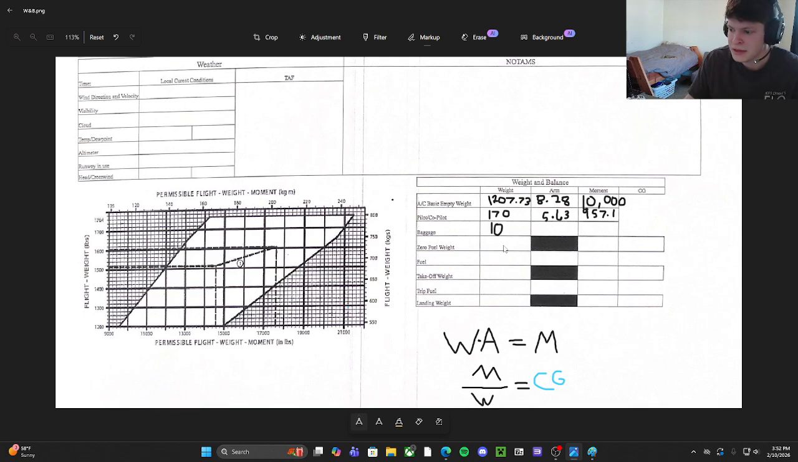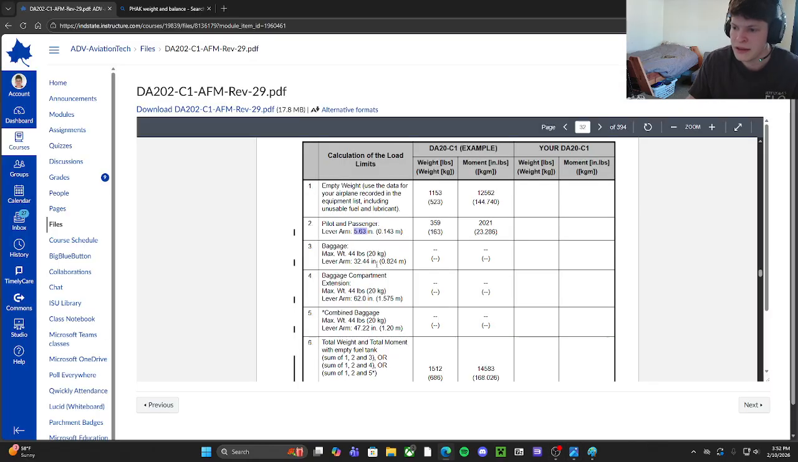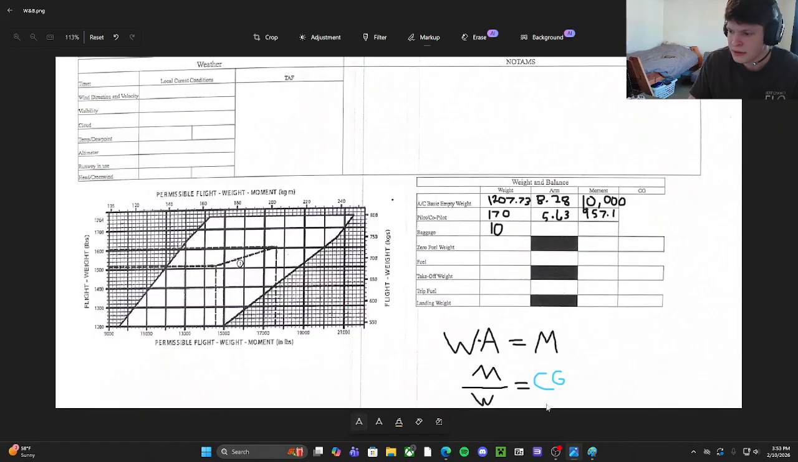Cool. So from there, now let's say that I have 10 pounds of baggage with me. I would put that 10 in there, and now I go back to my AFM to see where the baggage lever arm is. It looks like it's 32.44 inches. So now I would get in here, put 32.44 times 10, 324.4.